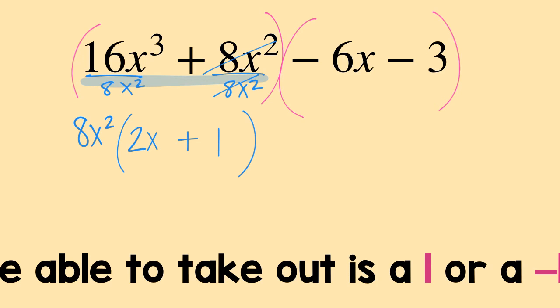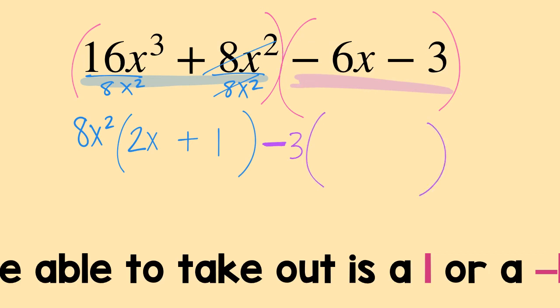All right, and then let's take out the GCF of the second part. So let's see, it is a negative, right? So we do have to take out the negative. Now we can't take out the negative 6 because 6 does not go into 3, but 3 would work, right? 3 goes into 3 and 3 goes into 6. So we're going to take out negative 3, and then we're going to see what we would have left.